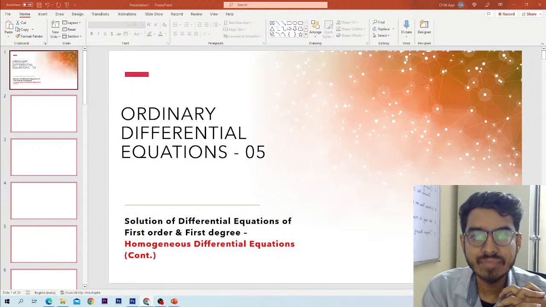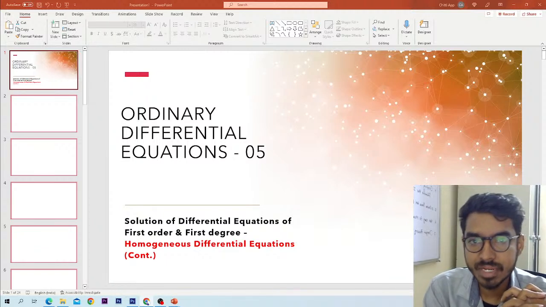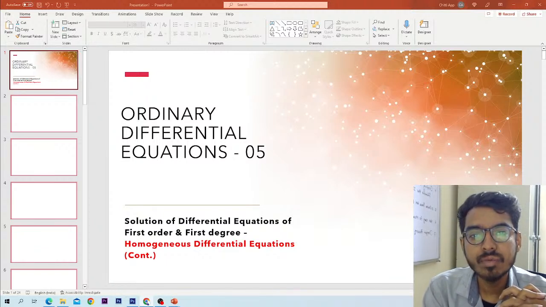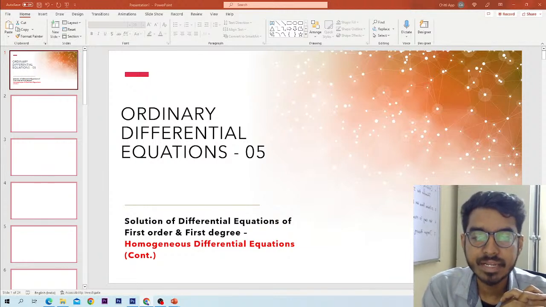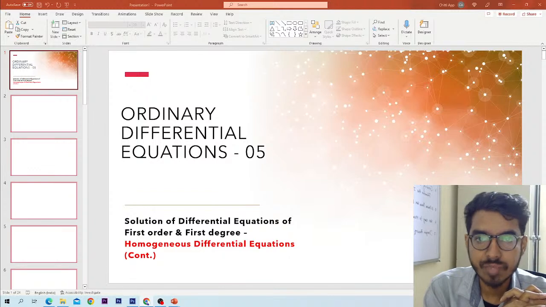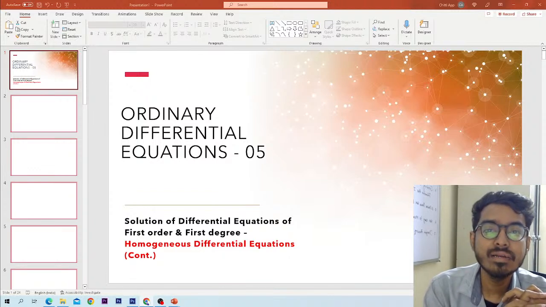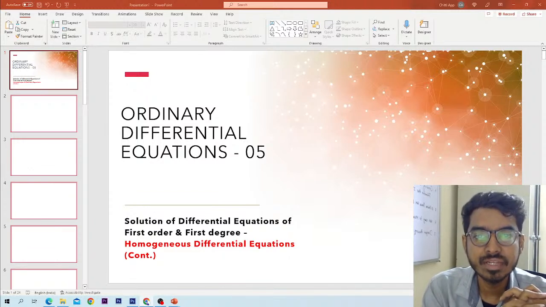The first method is the variable separable method that we have completed, and the second is equations reducible to the form in which the variables are separated. This second method we have also completed. Now we are on the third method, which is called homogeneous differential equations, right? This is part 2 of homogeneous differential equation.